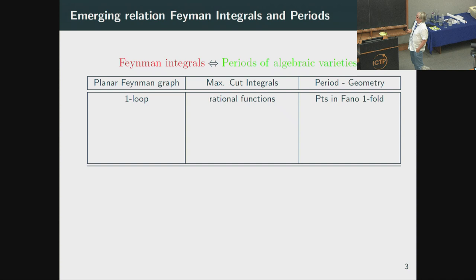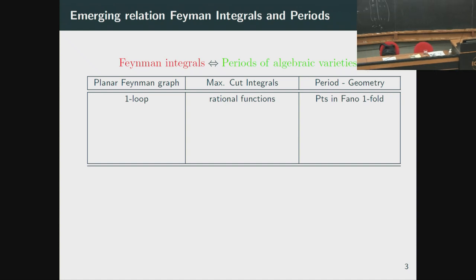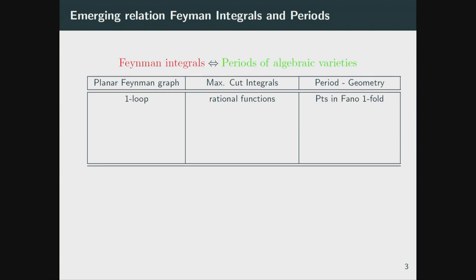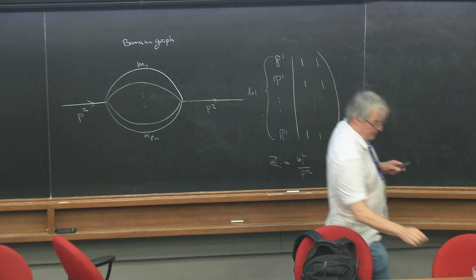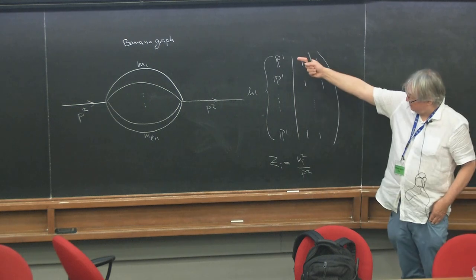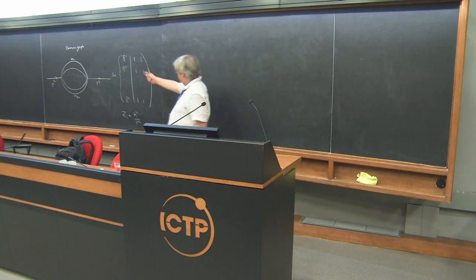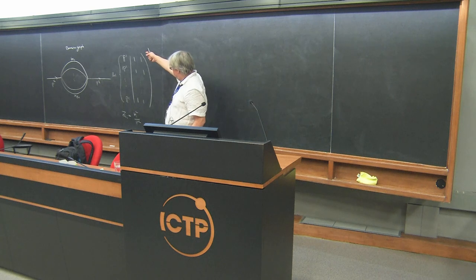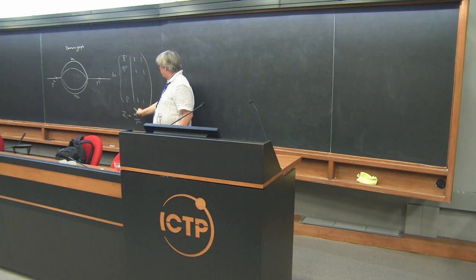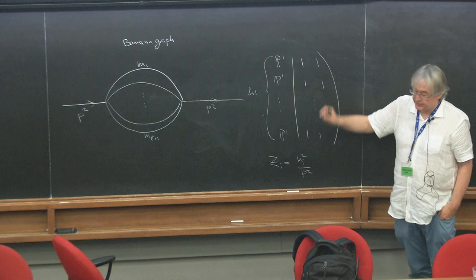So let me start with an observation that comes from this graph. This graph is a kind of self-energy, and it's called the banana graph. It has L loops. And to this banana graph, in the first paper, we could associate periods of a Calabi-Yau, which is a complete intersection in a product of L+1 P1s. Then you have two hypersurface constraints, so it's a complete intersection, each of degree one in each of the P1s.